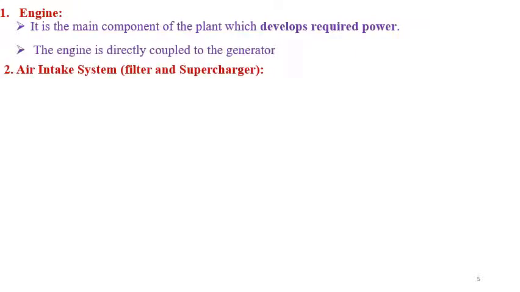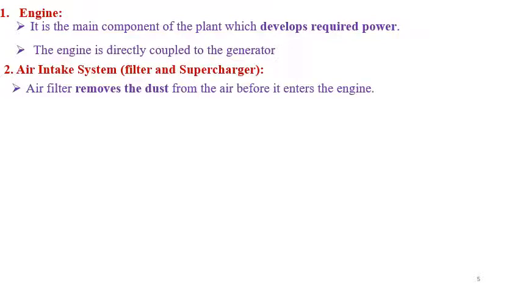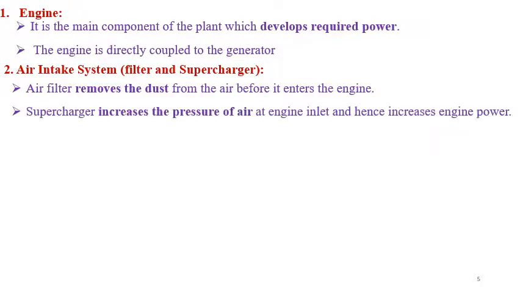Next, the air intake system, which consists of a filter and supercharger. The air intake system conveys fresh air through pipes or ducts. The air should be fresh. The atmospheric air contains dust, so we have to remove that dust from the air before it enters the engine. The supercharger increases the pressure of air at the engine inlet, and hence we can enhance the engine power. Both the filter and supercharger are usually driven by the engine.